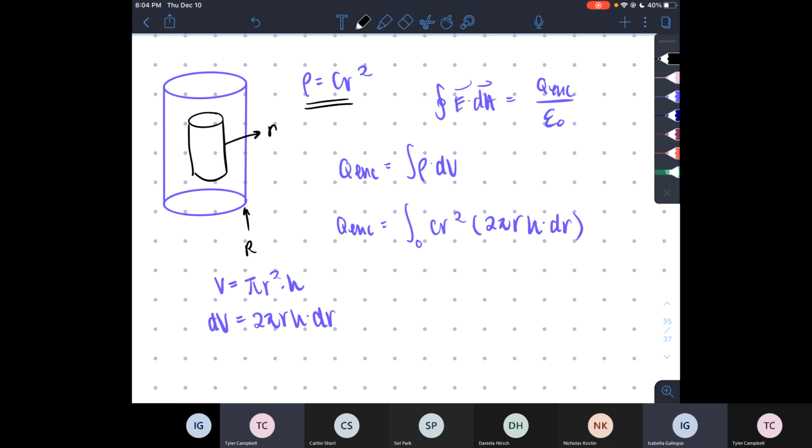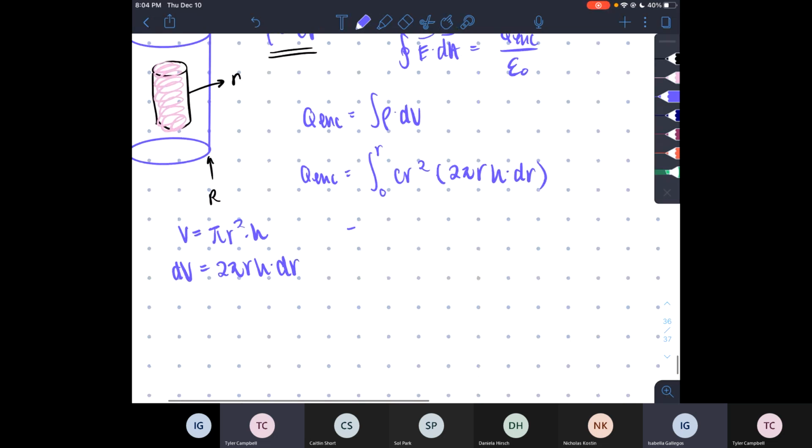If I were to say that the upper bound for this integral were big R, then what that represents is that the radius you're looking at is this entire thing. So you're enclosing the entire charge. But that's not necessarily true, because we're looking at a portion of that charge that's enclosed in our Gaussian surface here. So that means our upper bound is going to be little r. You're only taking a portion of the total charge enclosed in this cylinder because you're at a smaller radius.